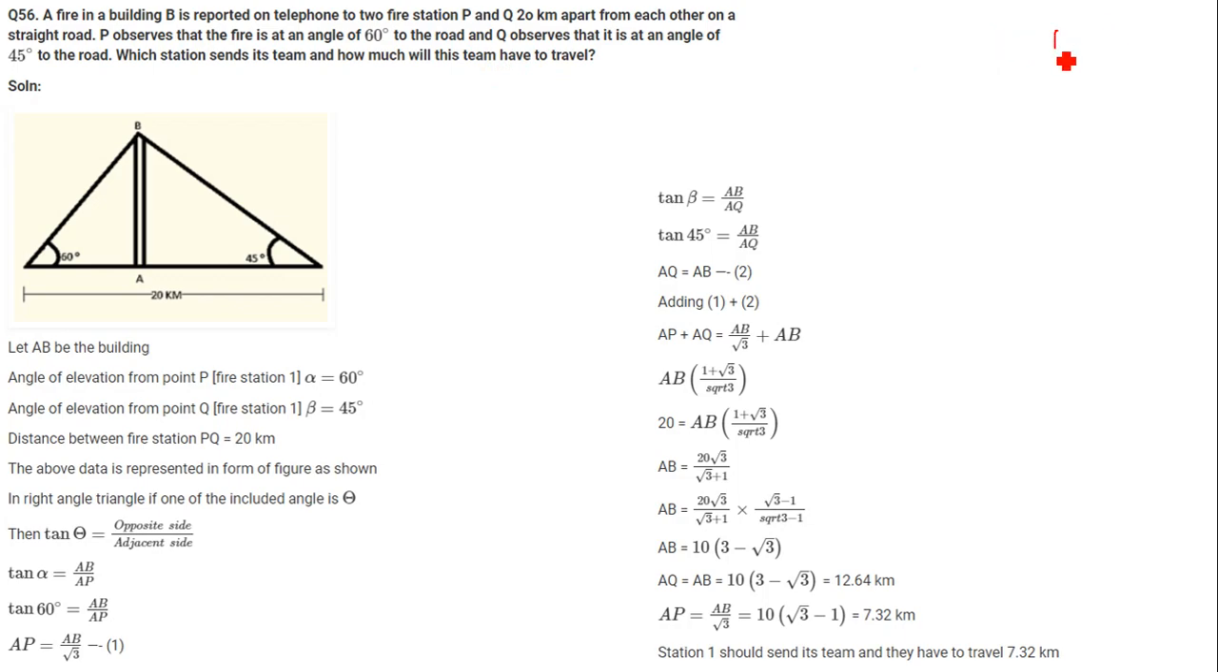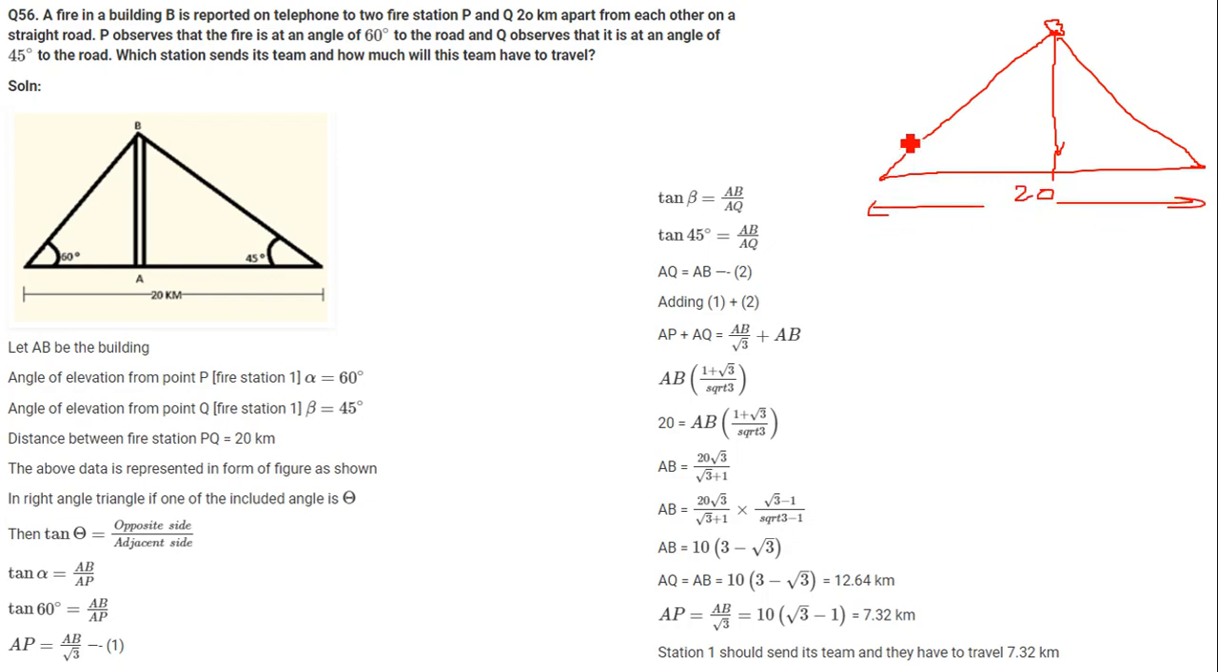So the scenario here is there is a fire on the top of a building. Say here fire is. Now there are two fire stations, and they are 20 kilometers apart from here to here. One sees the angle of elevation of that fire to be 60 degrees and the other one 45 degrees. Now which station sends its steam, and how much will this steam have to travel?